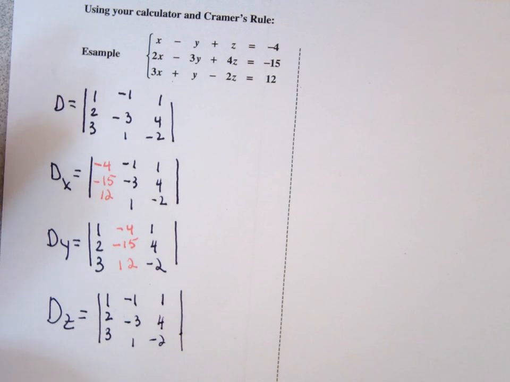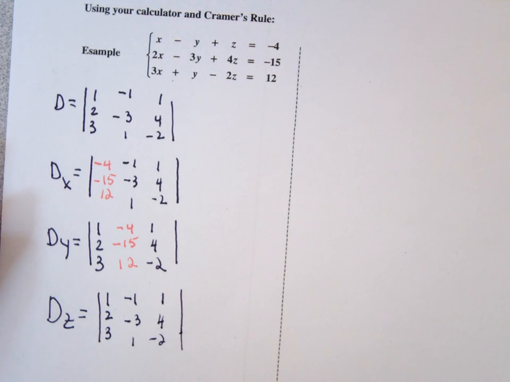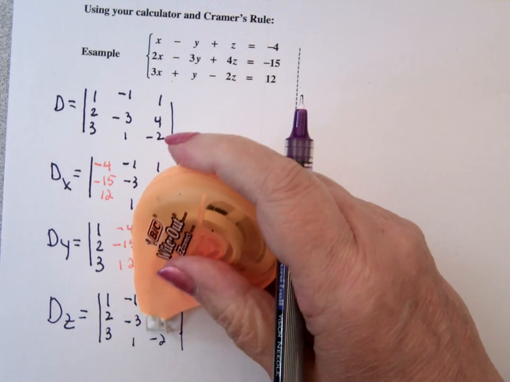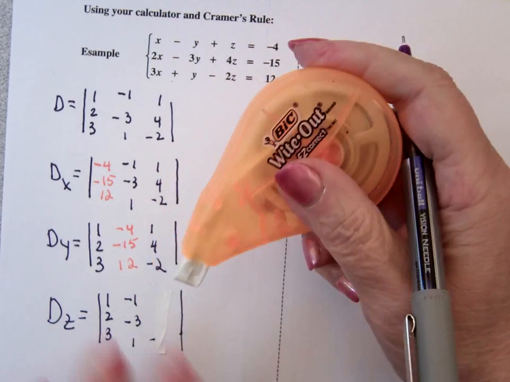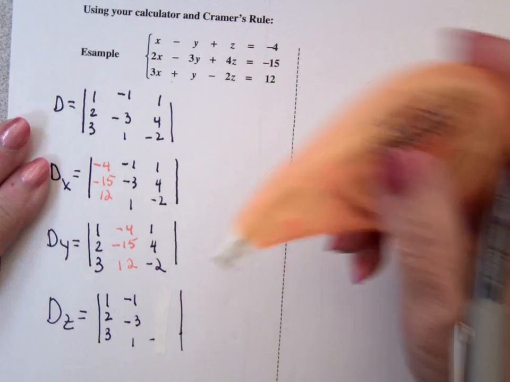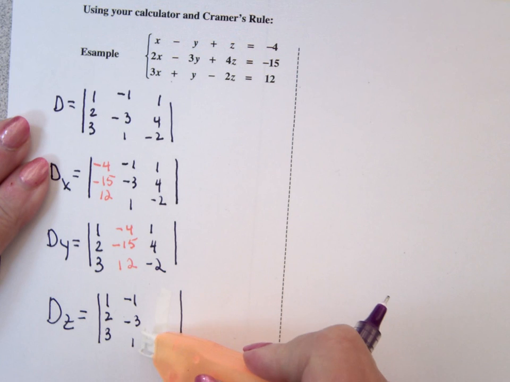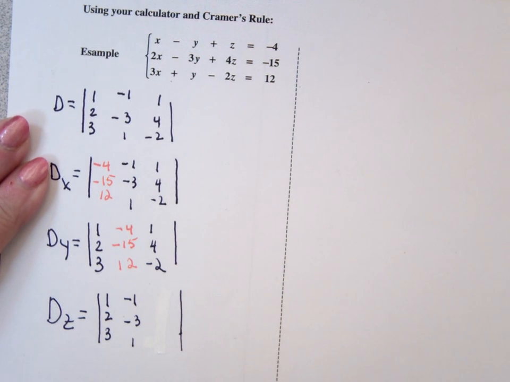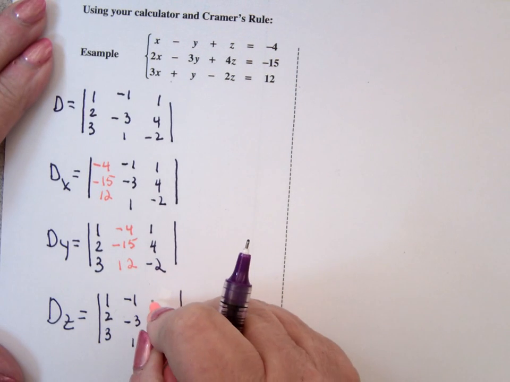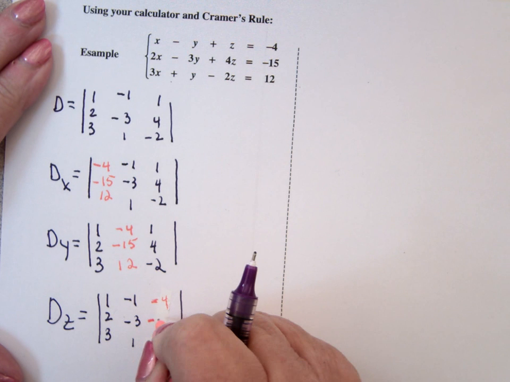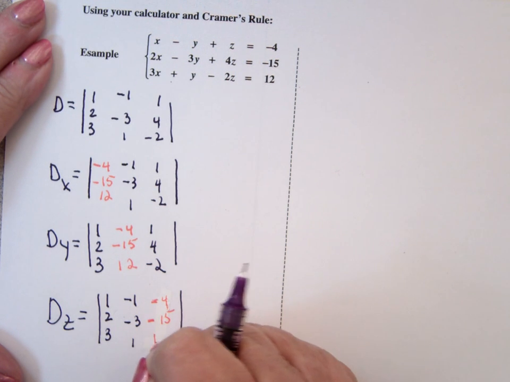Oops, what did I just do? I didn't change pen colors. That's another reason why I cross-check myself, right? I didn't change pen colors because when I change pen colors, that's my new column. So this is -4, -15, and 12.